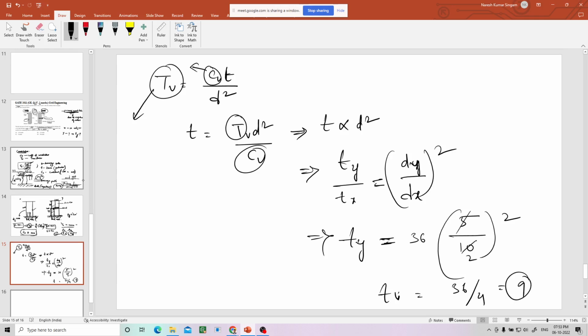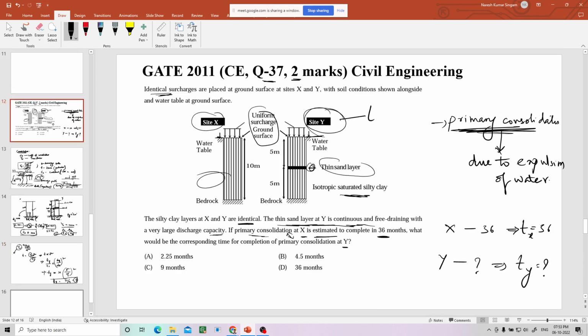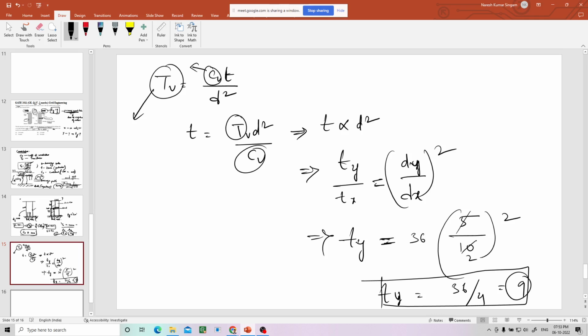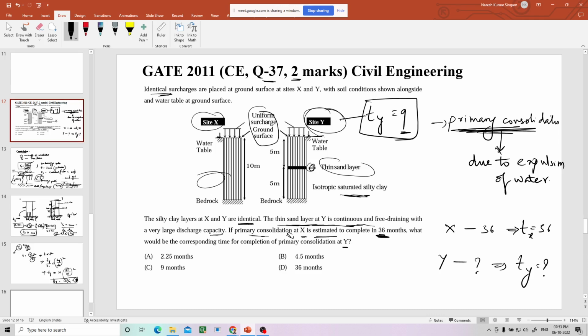Okay, Ty, this site Y will take only 9 months compared to this site X, where it is 36 months. Why does it take less time? See the calculation. Ty equals Tx into (dy by dx) whole square. dy is 5 meter, dx is 10 meter. So after calculating you got Ty is 9. As this is in months, this is also in months, 9. So it is lesser than the 36, the X site.